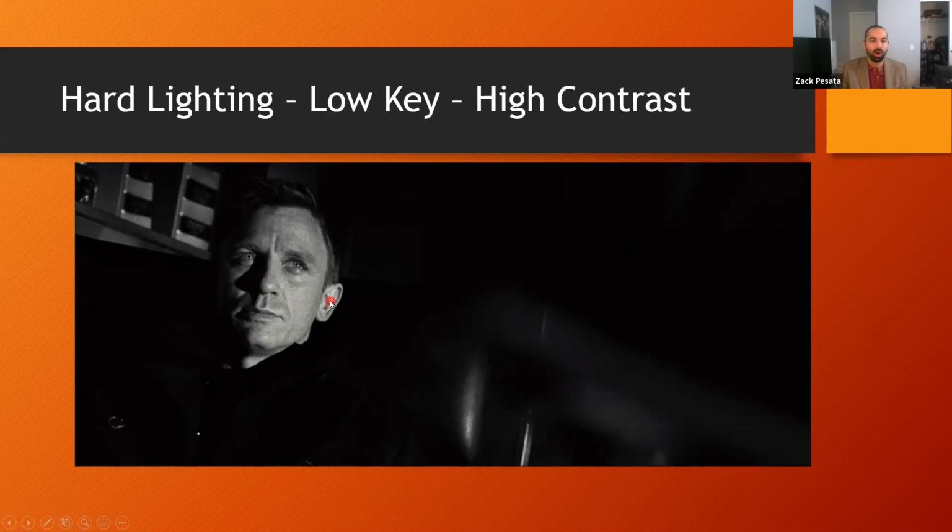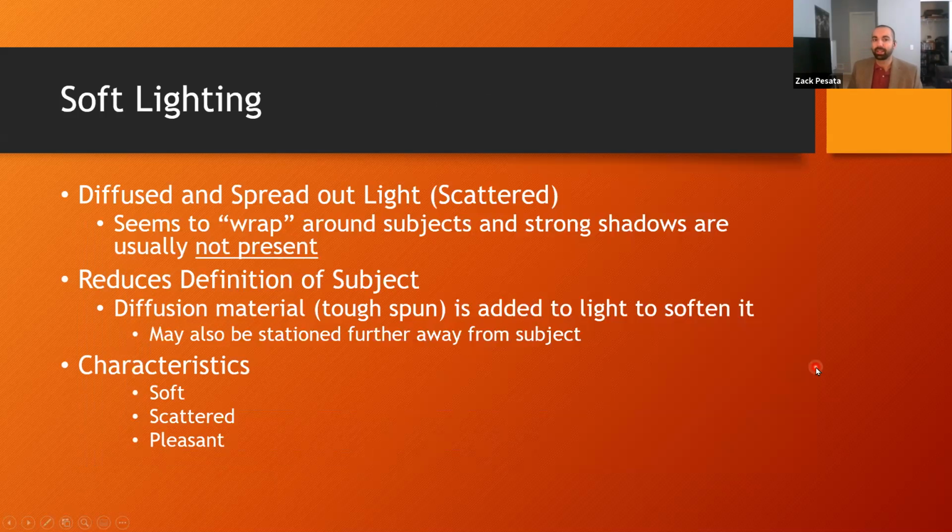So this is a very hard, sharp, direct lighting. And notice it's not very naturalistic, right? This isn't something we usually see in everyday life, which we'll see with soft lighting. So soft lighting is diffused and spread out. The light source is scattered and it wraps around the subject. So it seems to wrap around subjects, and strong shadows are usually not present.